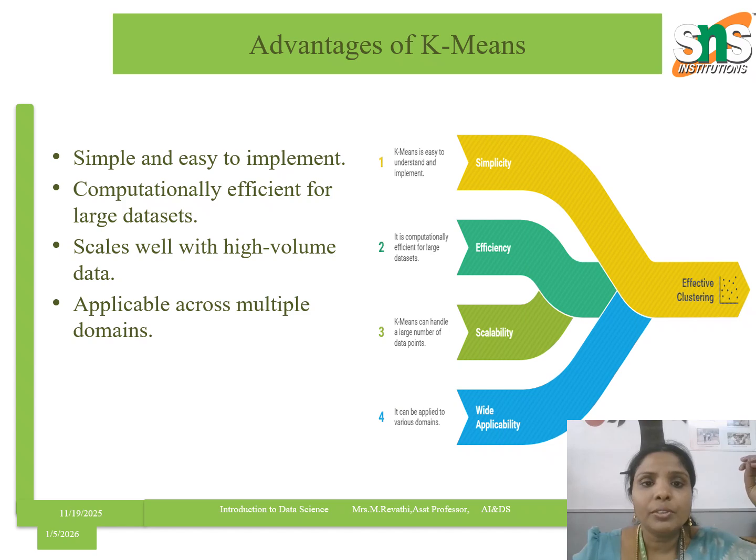Next, one of the biggest advantages of K-means is its simplicity. It is easy to understand and easy to implement. It works very fast, even with large data sets. K-means also scales well, which makes it suitable for real-world applications like marketing, image processing, and recommendation systems. So these are the advantages of effective clustering: simplicity, efficiency, scalability, and wide applicability.